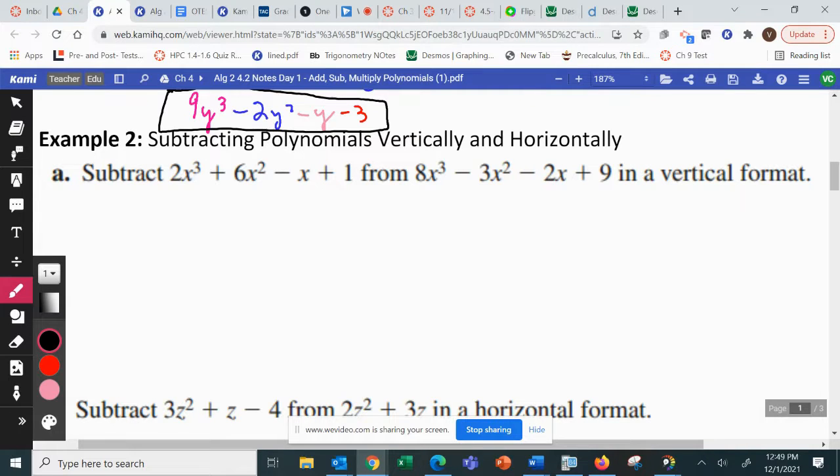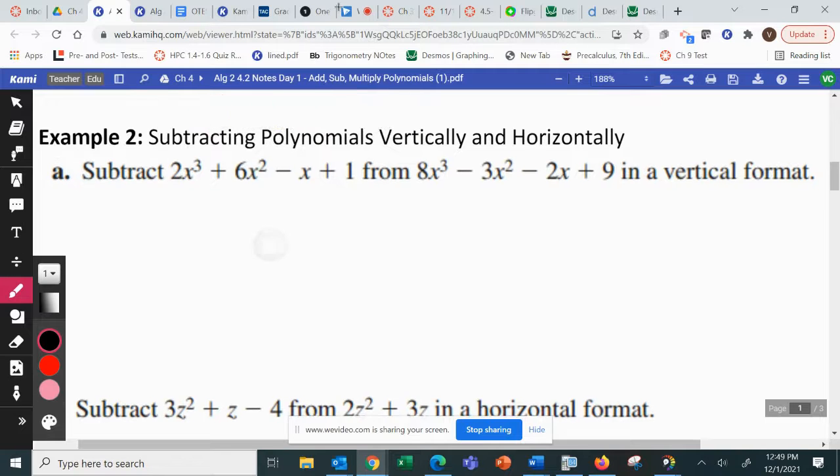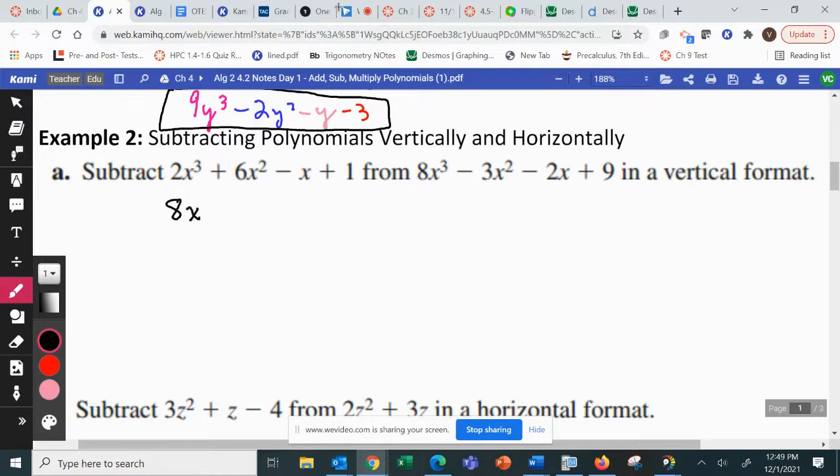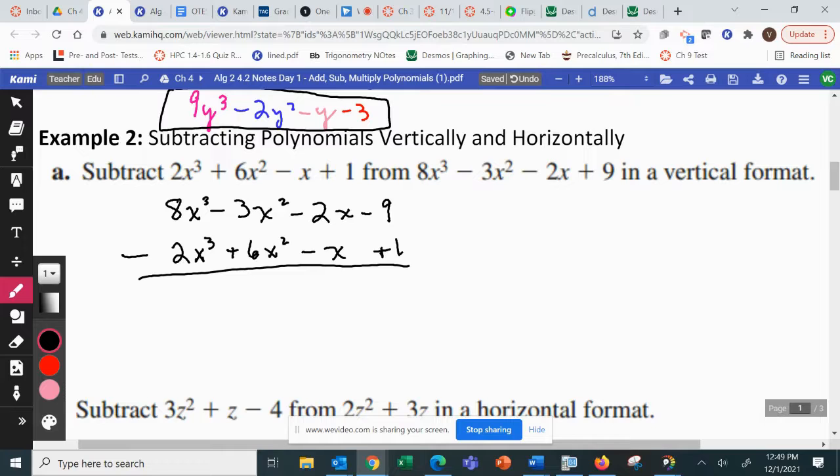It says subtract 2x cubed plus 6x squared minus x plus 1 from 8x cubed minus 3x squared minus 2x plus 9. What goes on top? Yeah, the second one. If I hadn't read it, then I would have just assumed the first one was on top. They made me read it. Okay, so we are subtracting that entire second one.